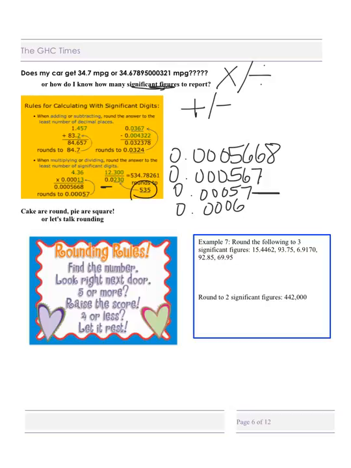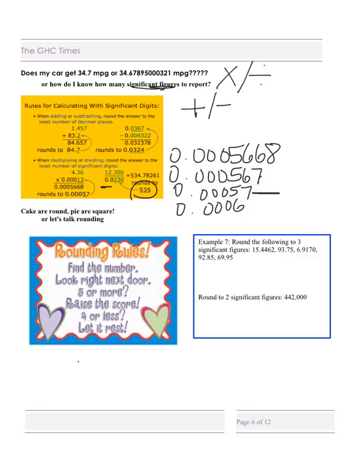534.78261 to 535. Now, I know some of you are not really familiar with rounding. It may have been a while since you've done this. So there is a great little mnemonic to help you remember this. It says find the number, look right next door. 5 or more, raise the score. 4 or less, let it rest.